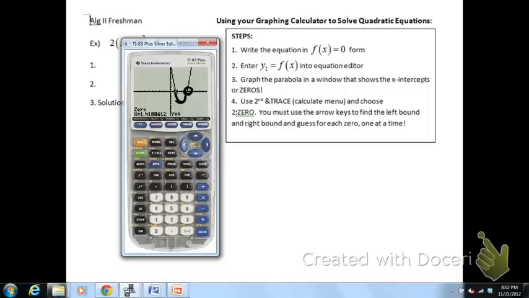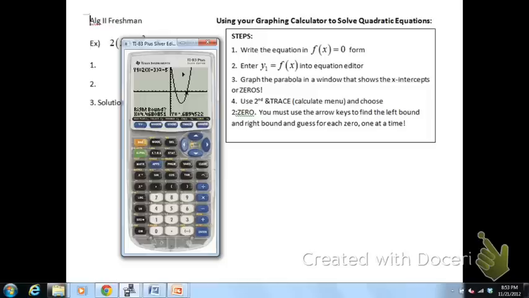So let's do it. I'm going to hit second and trace once again to get the calculate menu going. And I'm going to choose 0. Now, we're trying to find around here that coordinate. So I'm going to hit the left arrow a couple times. Now I'm definitely to the left of the second 0 that we want to find. I'm going to hit enter.